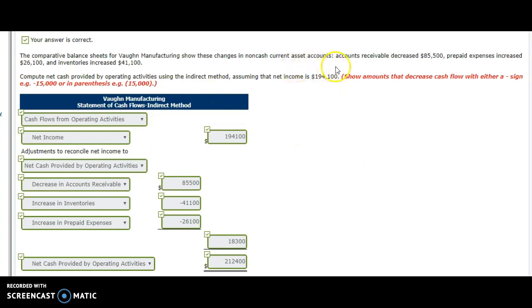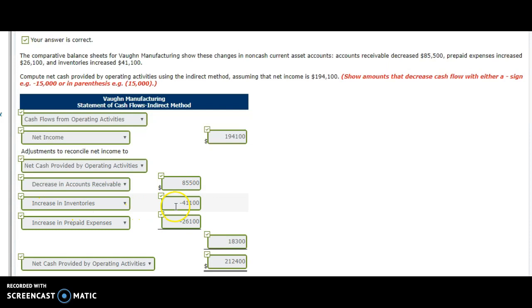So we're told up here at the top that accounts receivable decreased by $85,500. So we have a decrease in accounts receivable of $85,500. It does show here as a positive number, and the reason for that, if you review slide number 28 in the PowerPoint presentation, it says the reason we add the decrease in accounts receivable is because the cash receipts are higher than the revenue earned, and the company adds to the net income the amount of the decrease in accounts receivable. So that's why it is a decrease, but we add it here.